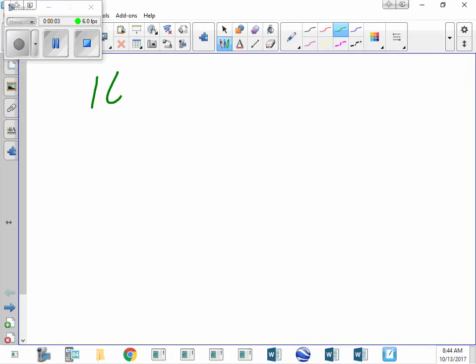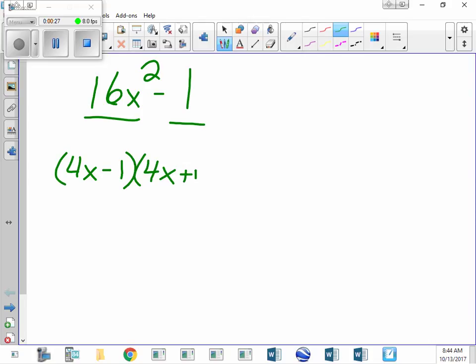If I had 16x squared minus 1, is that a difference of perfect squares? Well, we check. Is this something times itself? 4x. And is this something times itself? 1. And do we have a subtraction? Yes. So this would factor into 4x minus 1 and 4x plus 1.